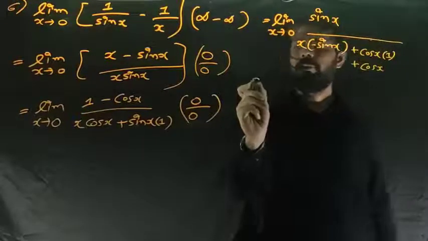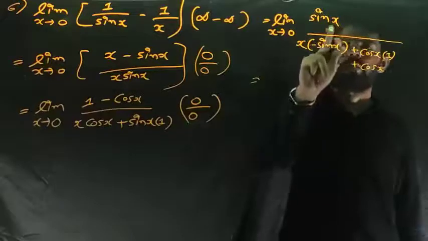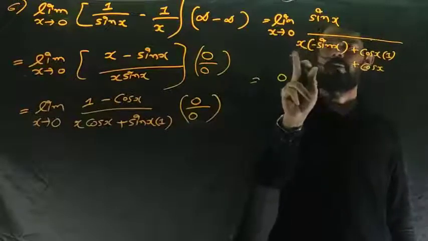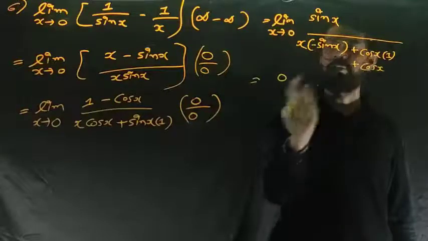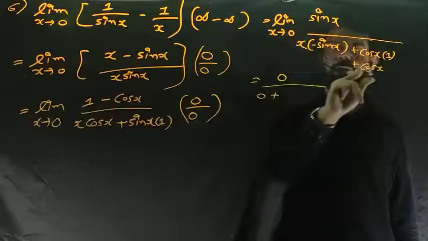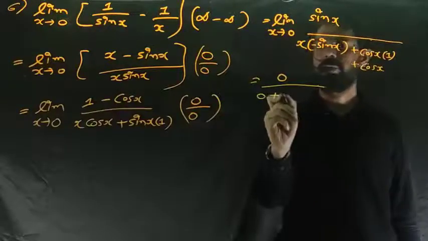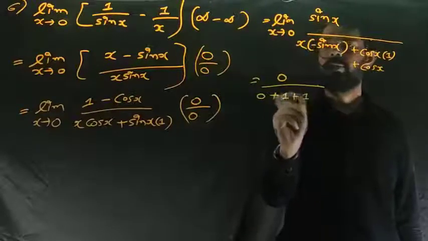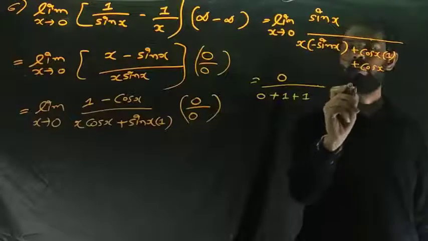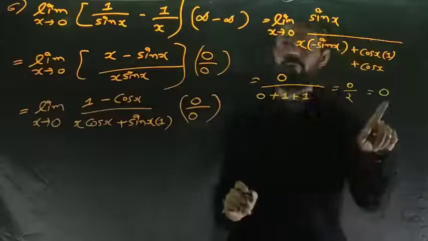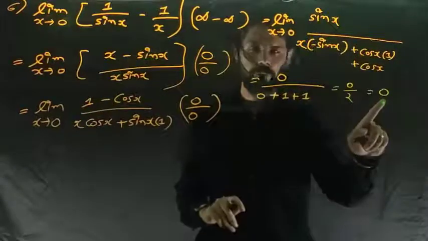Clear? Now replacing x by 0. The value of sin 0 will be 0. And here, because of x, this term will be 0. And here 0 plus cos 0 plus cos 0, and the value of cos 0 is 1. So here it will be 1 plus 1. So 0 divided by 2, and 0 divided by 2 is 0. So the answer of this question is 0.